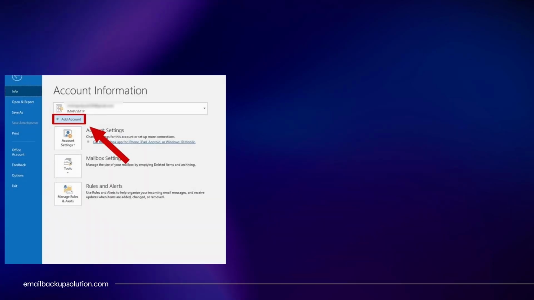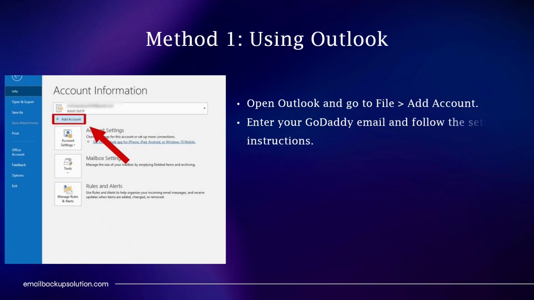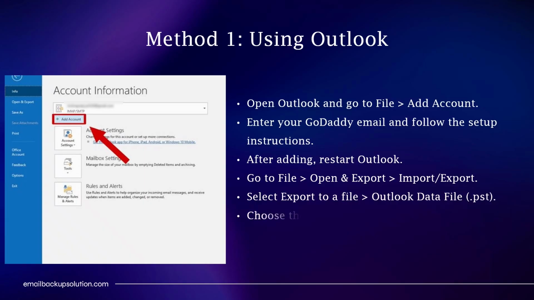Manual backup via email client. Open Outlook and go to File, Add Account. Enter your GoDaddy email and follow the setup instructions. After adding, restart Outlook. Go to File, Open and Export, Import Export. Select Export to a file, Outlook data file. Choose the folder and location, then click Finish.